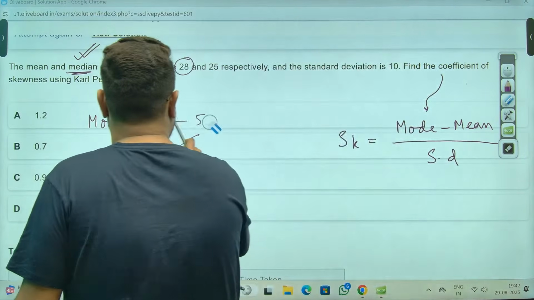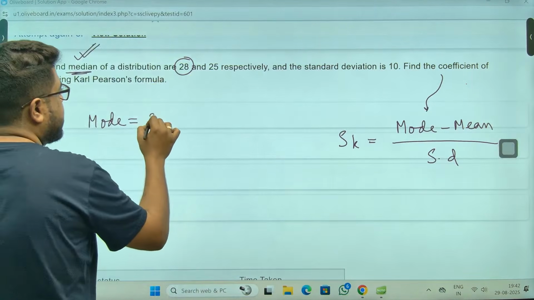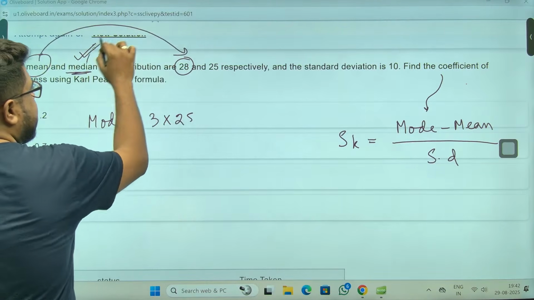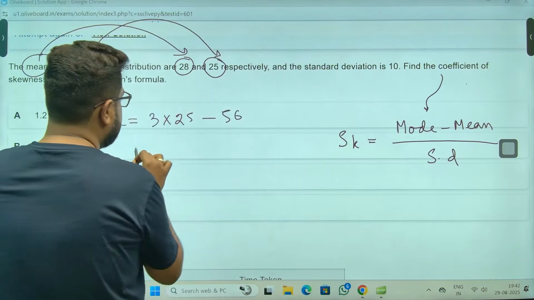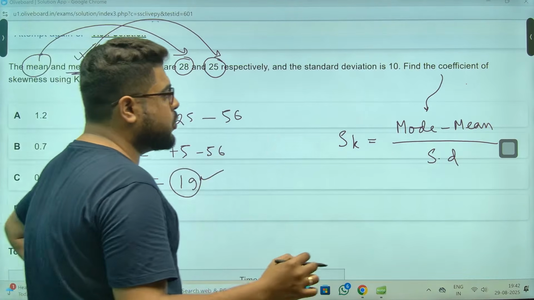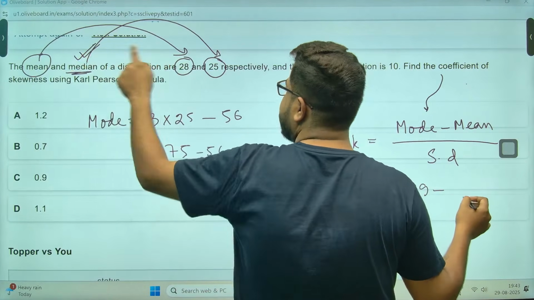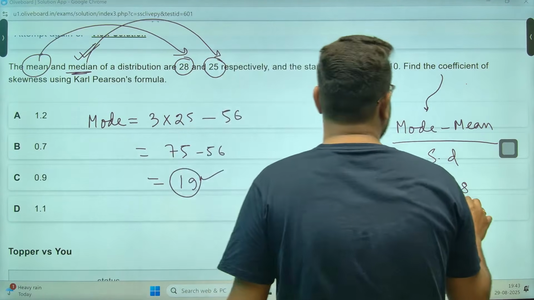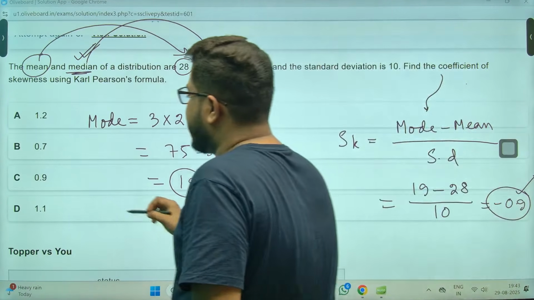Extremely sorry. Mean is 28 given. I had written median is equal to 28. 3 into 25, sir. Mean is 28, median is this. So 3 into median minus 2 into mean. So this is 56. So that is 19, sir. This is mode. It's negative, left skewed. So 19 minus mean, mean is 28, by SD. So it should be minus. Sir, this will be minus 0.9. The answer should be minus 0.9.